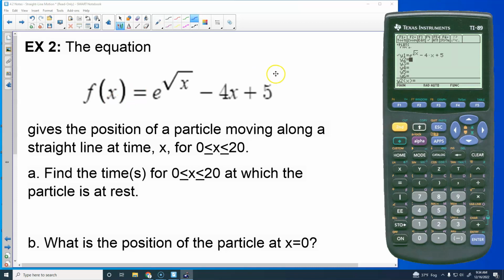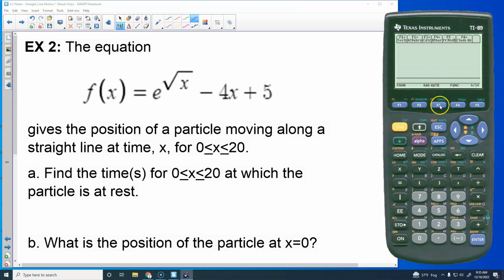All right. Let's finish this up. So if we look for where the position is 0, it tells us when we're at the origin. At rest means we're not moving, and when you're not moving, it doesn't matter where you're at. You could be anywhere and not moving, right? So not moving is your velocity, and that is when your velocity is 0. So we really care about when f prime of x equals 0.